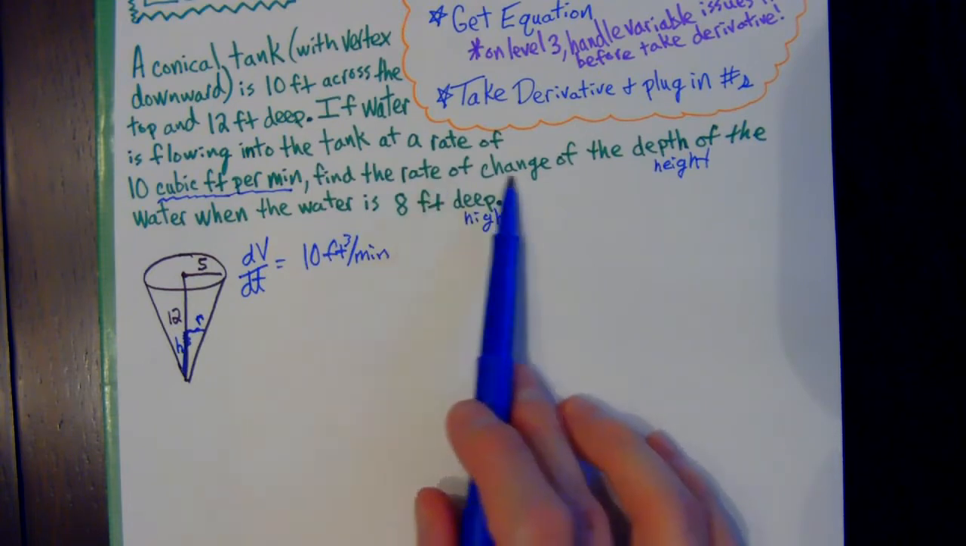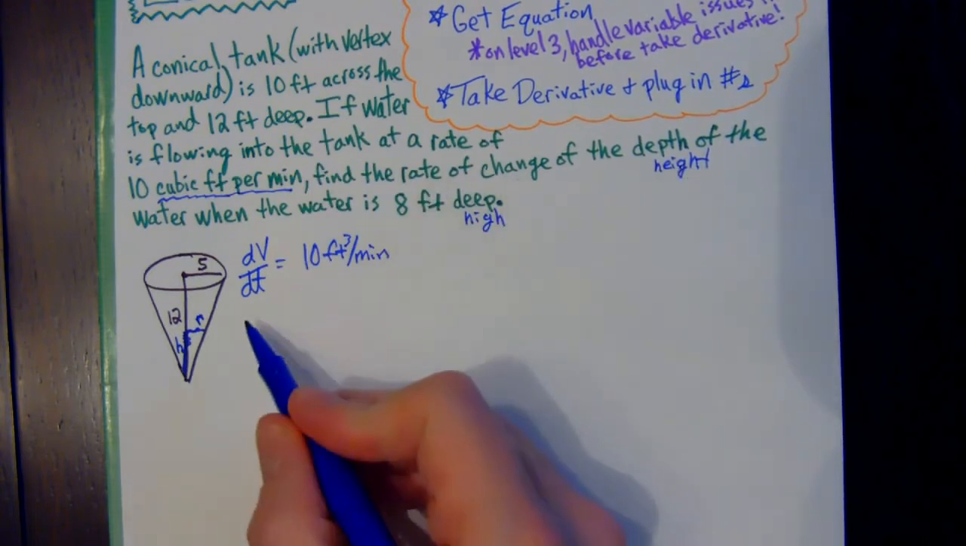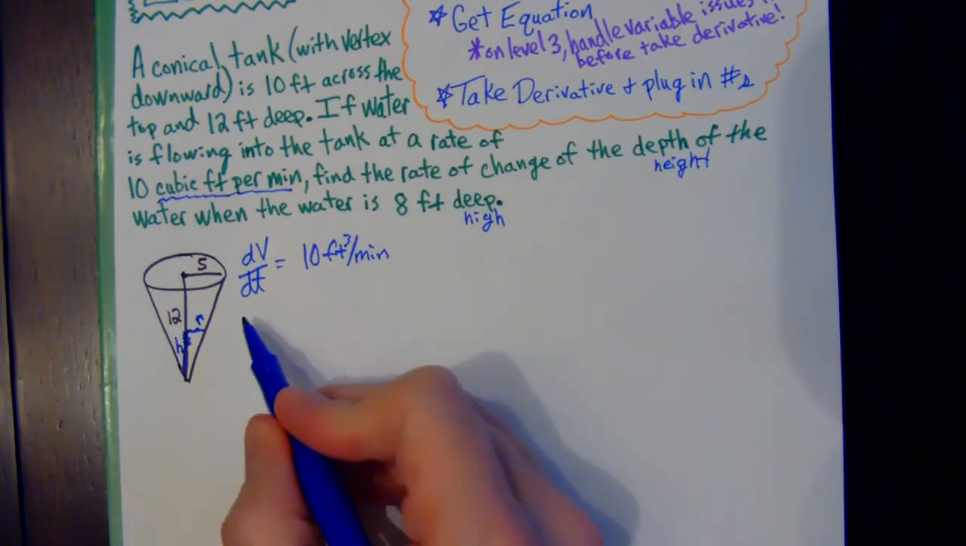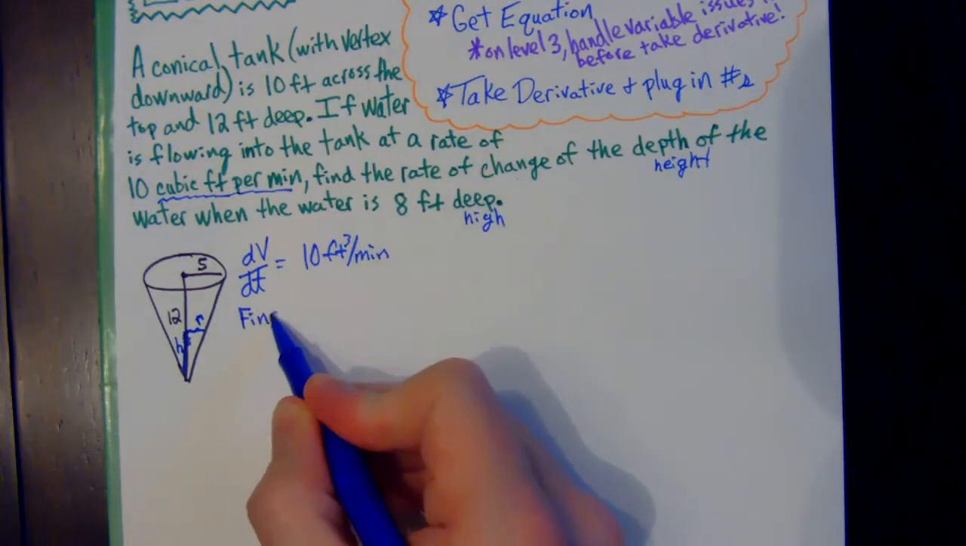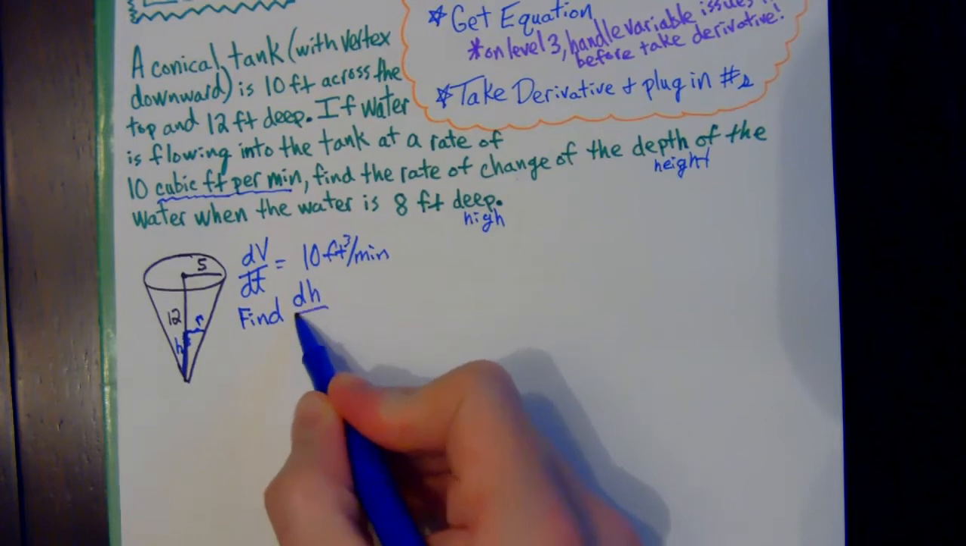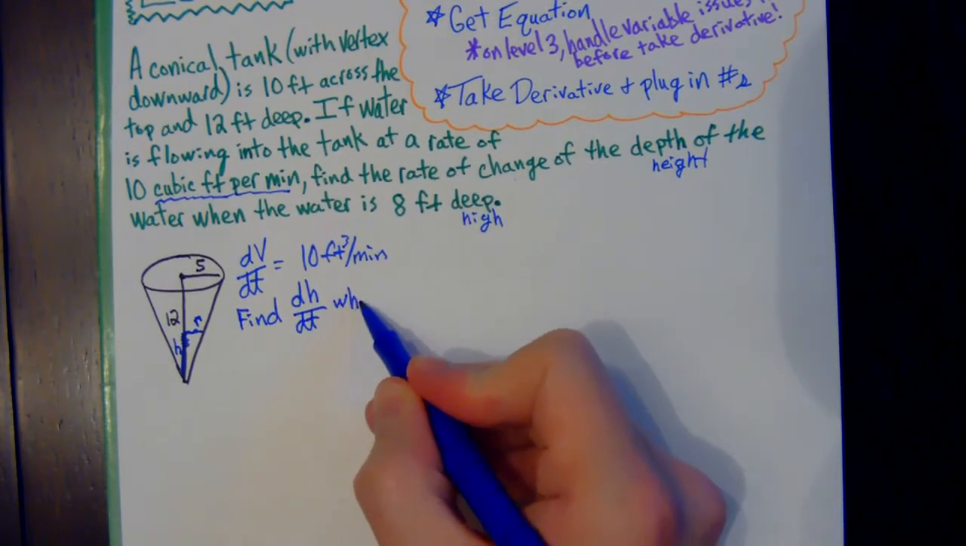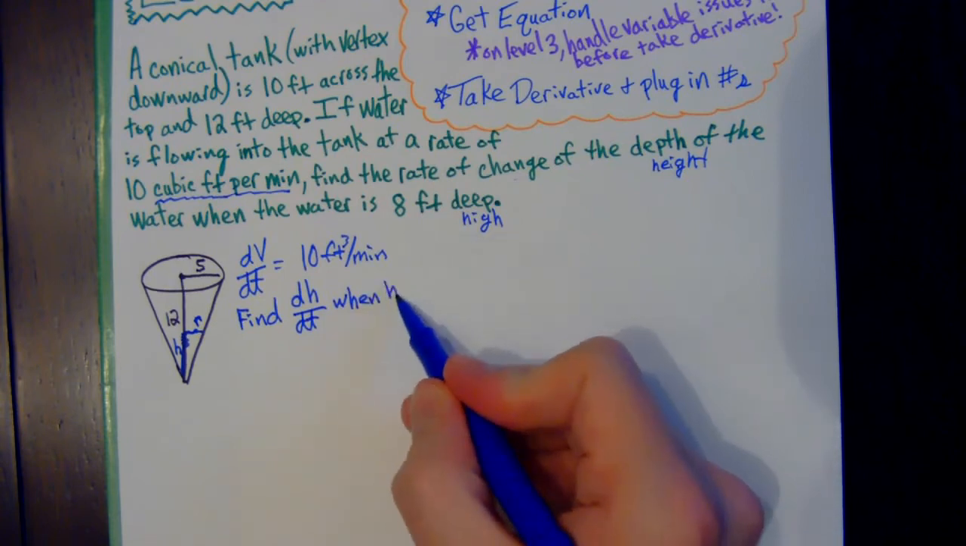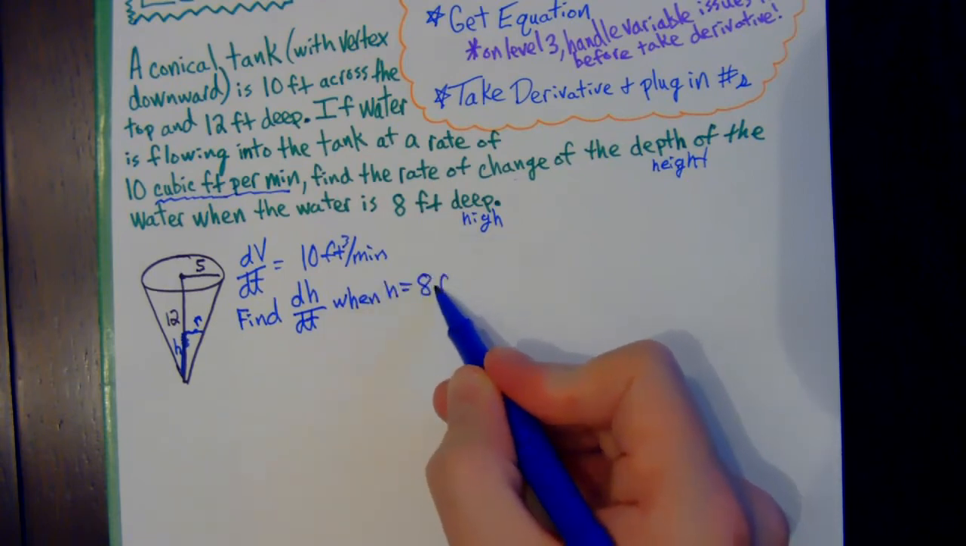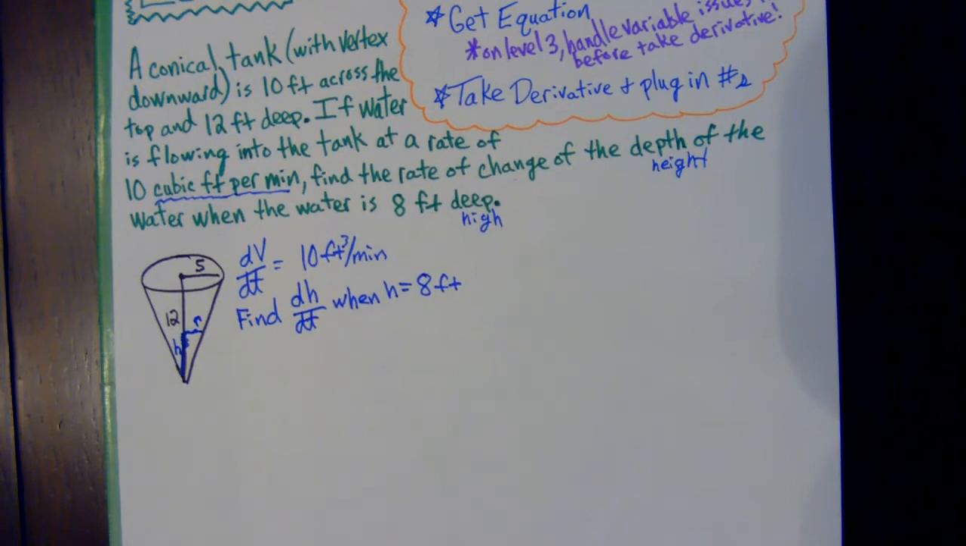And so if you want to find the rate of change of the height of the water, in symbols, that means we're going to find dH/dt. We're going to find dH/dt when the water is 8 feet high. So that's when the height of that water is 8 feet. So I've got all my givens. Maybe read through that again, make sure I didn't miss anything.